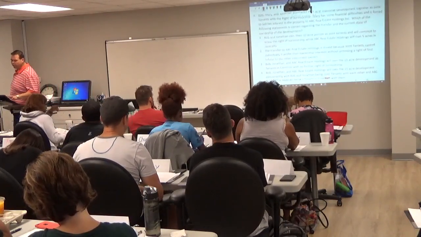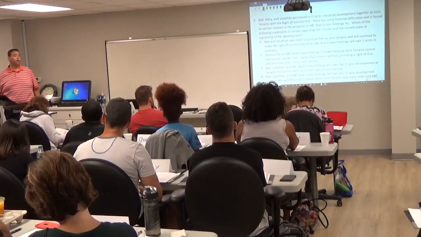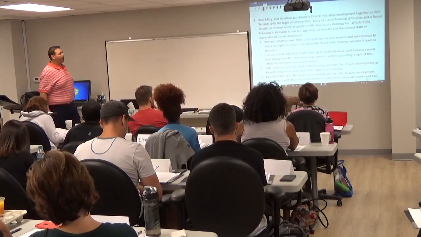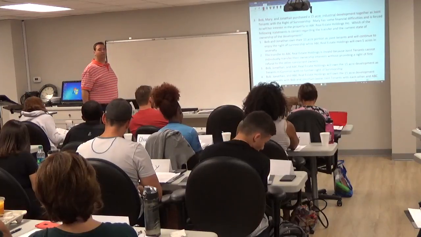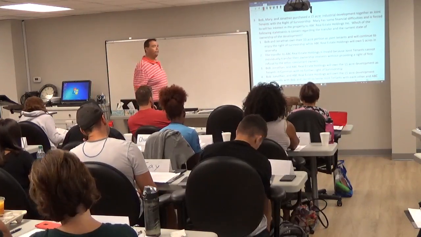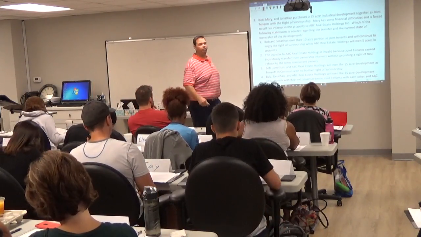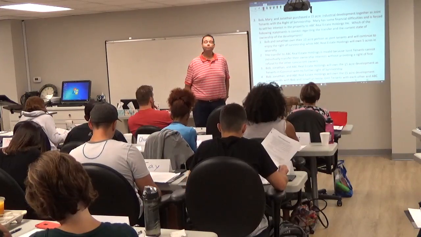What else do we know if they're joint tenants? It tells us anyway, but what do we know? They have the right of survivorship, which means if one of them were to what? Die, the other would automatically inherit that share of ownership. Everybody good with that? Okay?